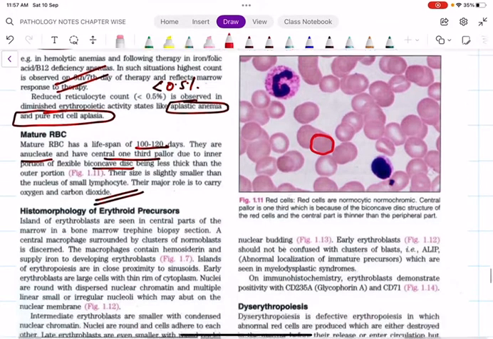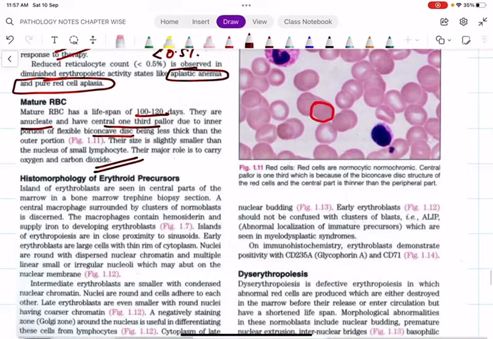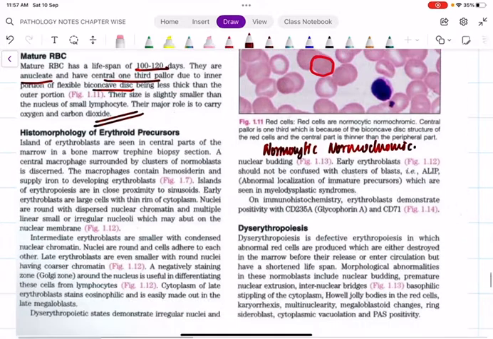What is the classical picture? How do I classically describe this peripheral smear? This is normocytic, normochromic RBCs. We have microcytic, macrocytic, and hypochromic, but we don't have hyperchromic. Why we don't have hyperchromic, we will see later. So these are the important things.